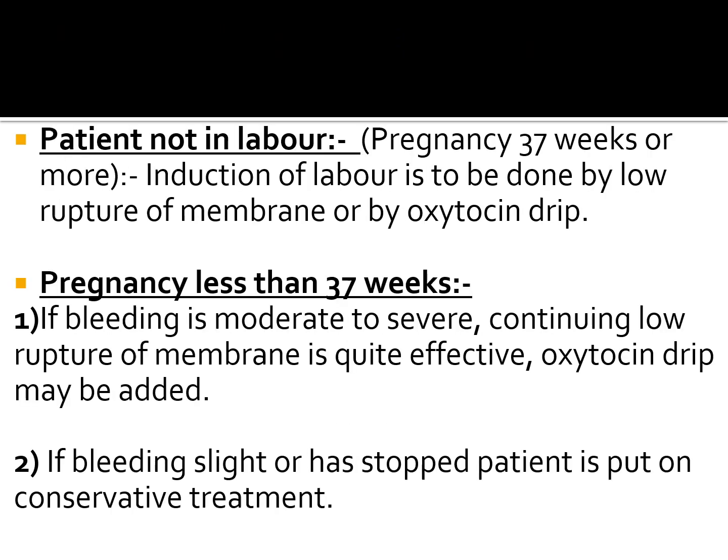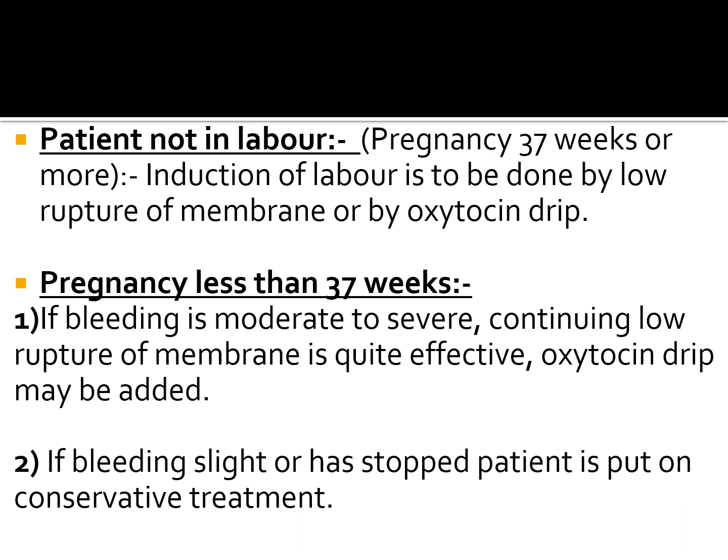Now, if the patient is not in labor, you have to check whether the pregnancy is 37 weeks or less. If the pregnancy is 37 weeks, that means the baby is now mature enough. You should not wait any longer. You have to induce labor by either low rupture of membrane or by giving an oxytocin drip.